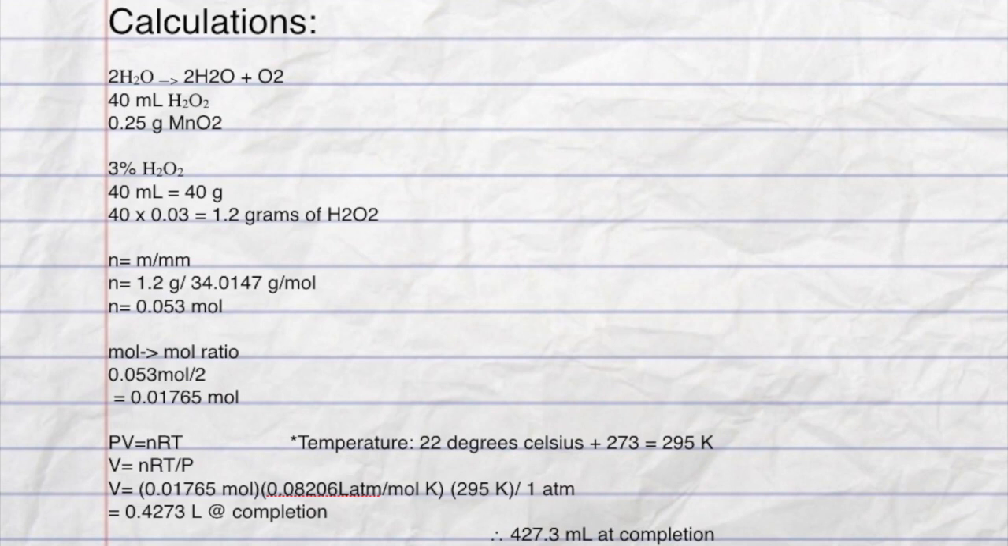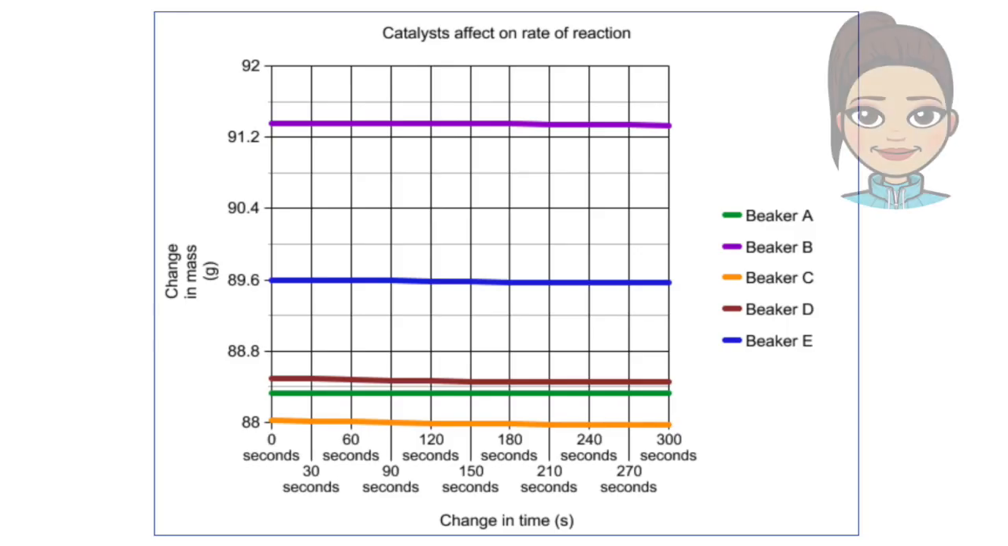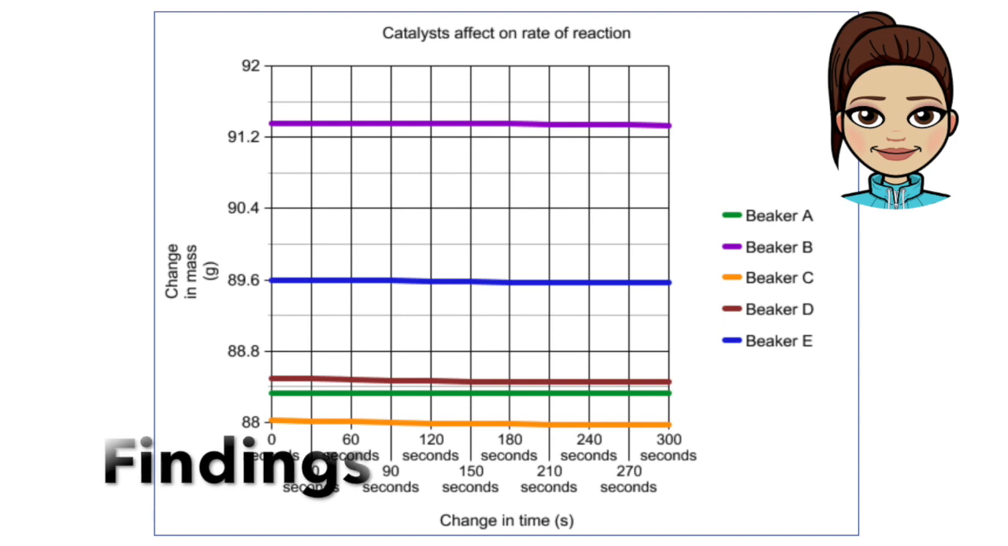So for the final answer, I got 0.4273 liters of oxygen gas released at completion. So that's equivalent to 427.3 mL at completion. So therefore, at the completion of this reaction, just over 400 milliliters of oxygen gas is expected to be released.